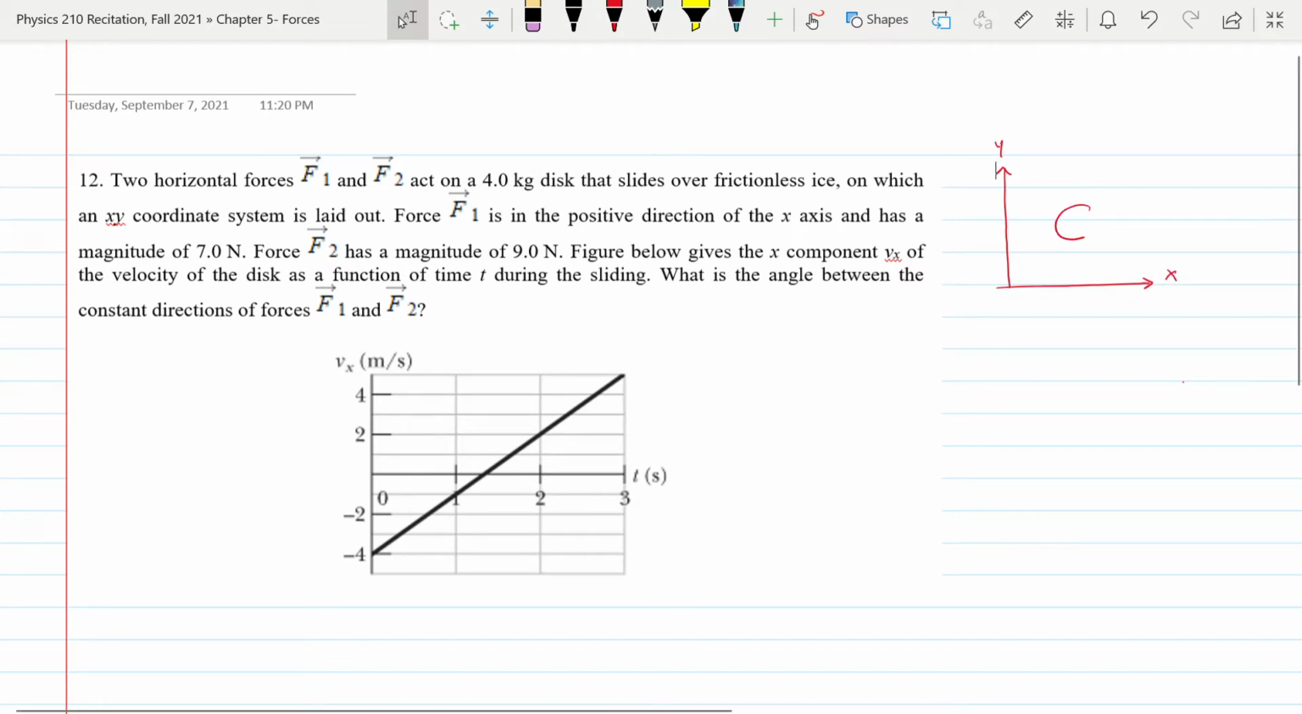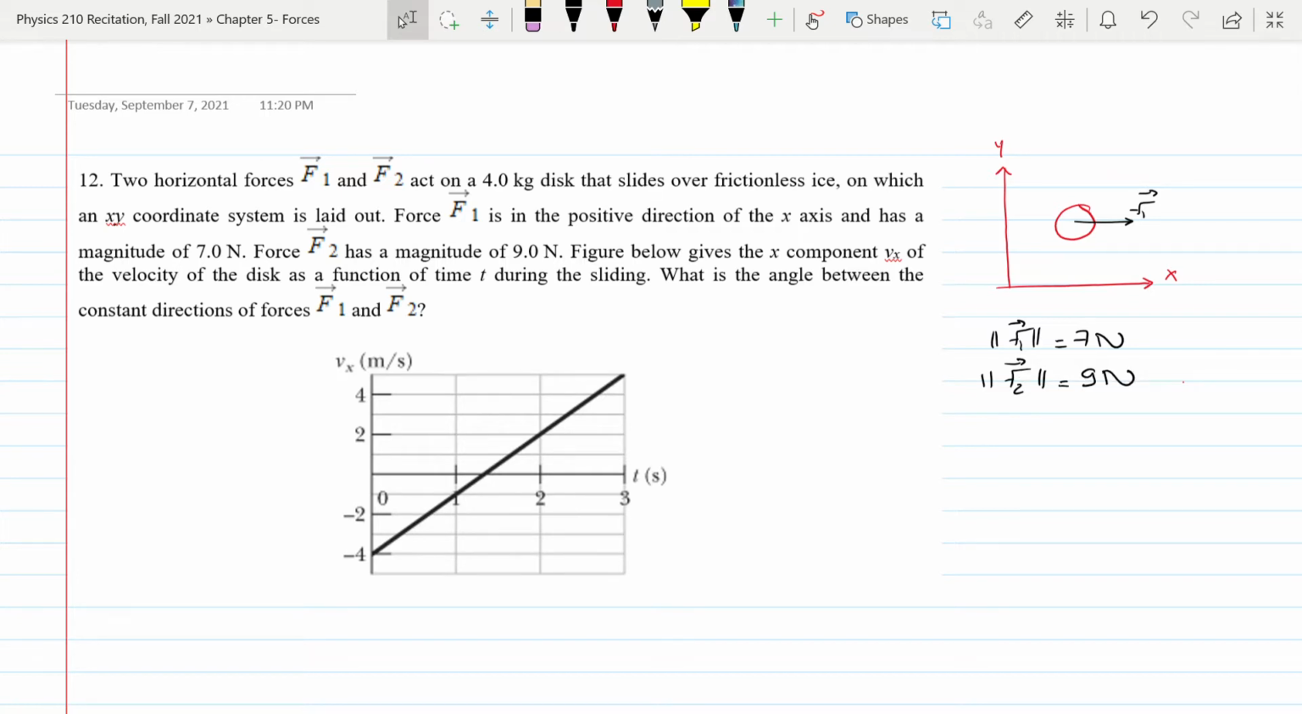So this is our surface, this is our disk, and the force F1 is pointing in the positive direction of the x-axis and has a magnitude of 7 newtons. So we can draw our force F1 here, and we know that its magnitude is 7 newtons. The force F2 has a magnitude of 9 newtons, and we have no idea of its direction actually.